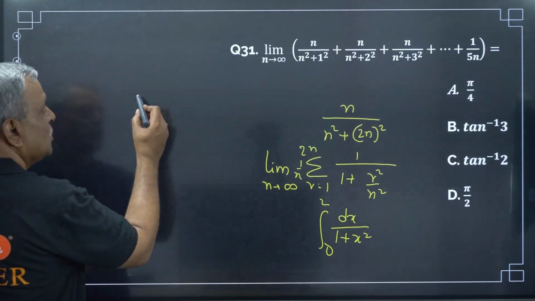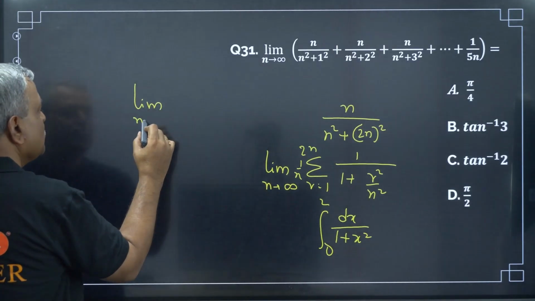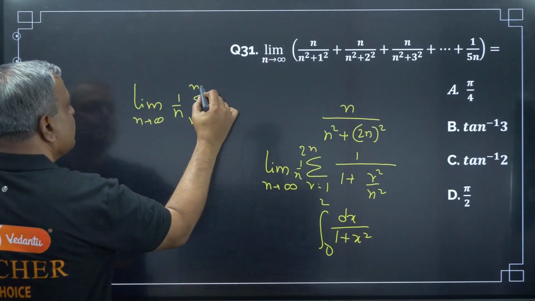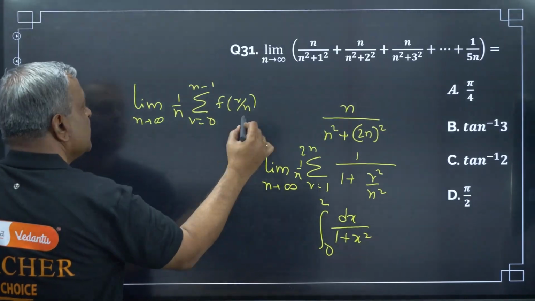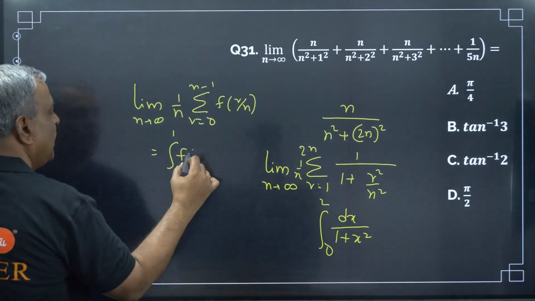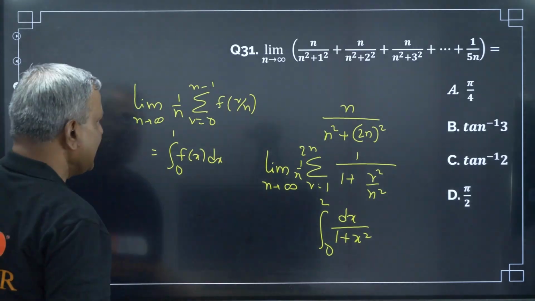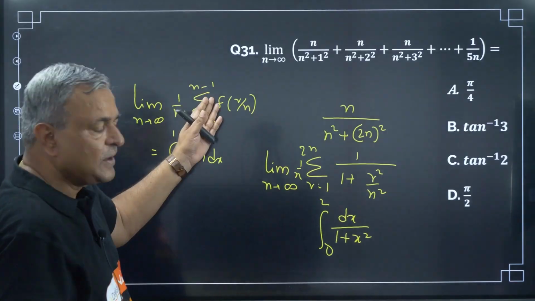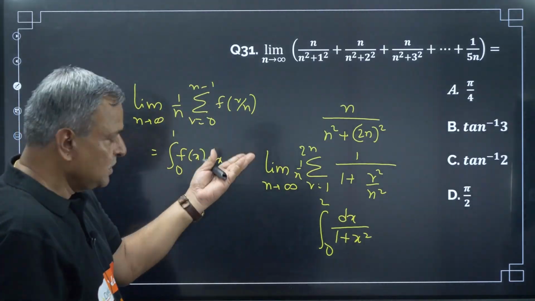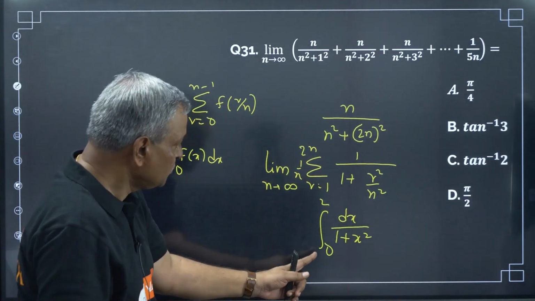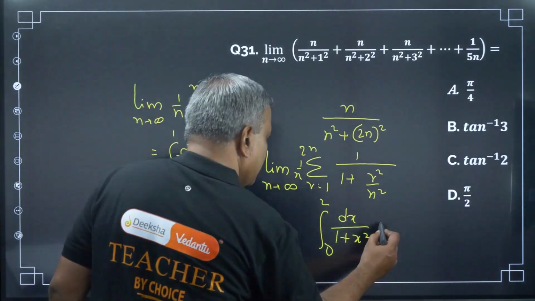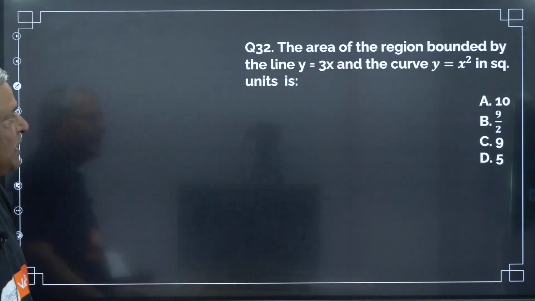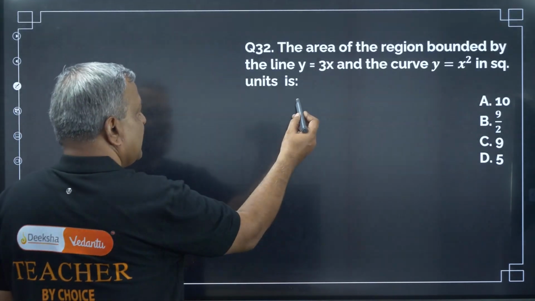I'll write the formula for your convenience. Limit n tending to infinity, 1 by n summation r equal to 0 to n minus 1 of f of r by n is nothing but integral 0 to 1 of f of x dx. But in our case, it is given up to 2n, or you can take r equal to 1 to n also. The formula is valid, it doesn't matter. Here r goes to 2n, so the limits will be 0 to 2. So the answer will be tan inverse 2. Option C is correct.